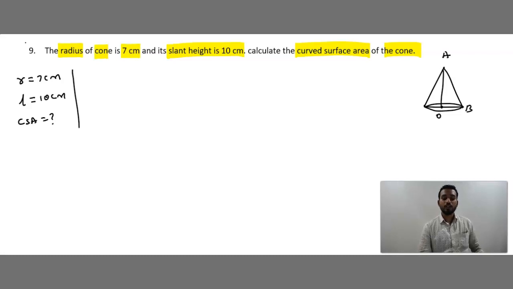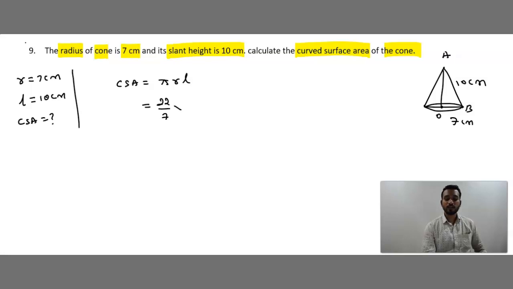Okay. What has he given? Radius. So radius is 7 cm. Slant height is 10 centimeters. AB is 10, OB is 7. We should find curved surface area of cone. So what is the formula to find curved surface area of cone? The curved surface area of cone is pi r L. Pi r L. That's nothing but, what is the value of pi? 22 by 7. What is radius? 7. What is slant height? 10. This 7 gets cancelled. 22 into 10 is 220 centimeter square.